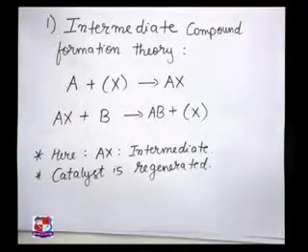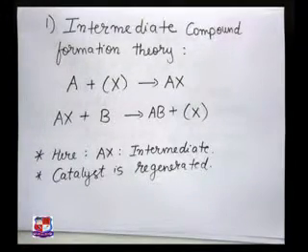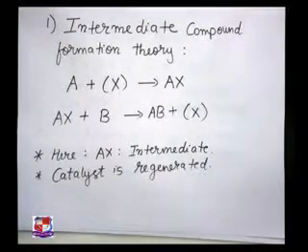Okay, so why is it called intermediate compound formation theory? Because in this process, both reactants are not reacting directly. The first reactant is reacting with your catalyst, and after that reaction some intermediate compound is formed. That intermediate compound reacts with your second reactant to form the product, and your catalyst X is regenerated at the end of the chemical reaction. Okay, and that is why it is known as intermediate compound theory.